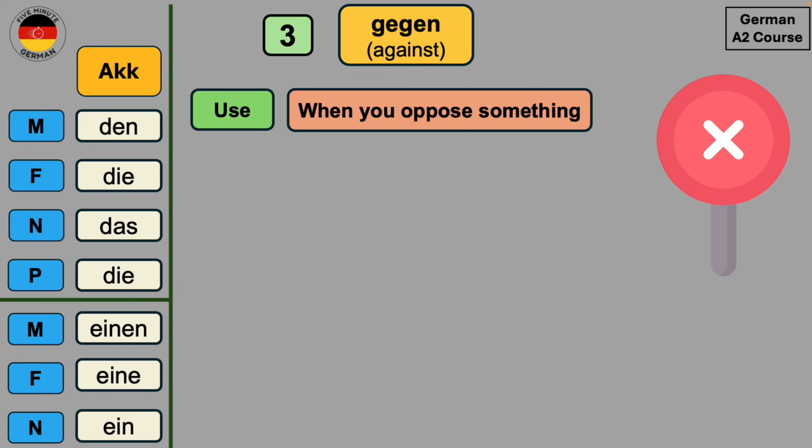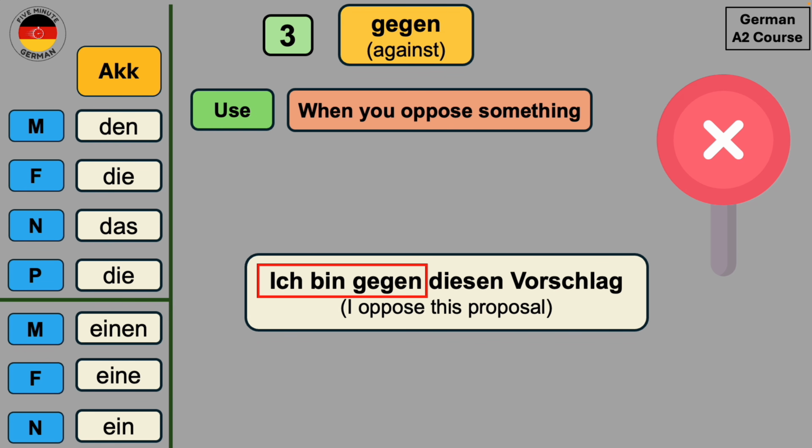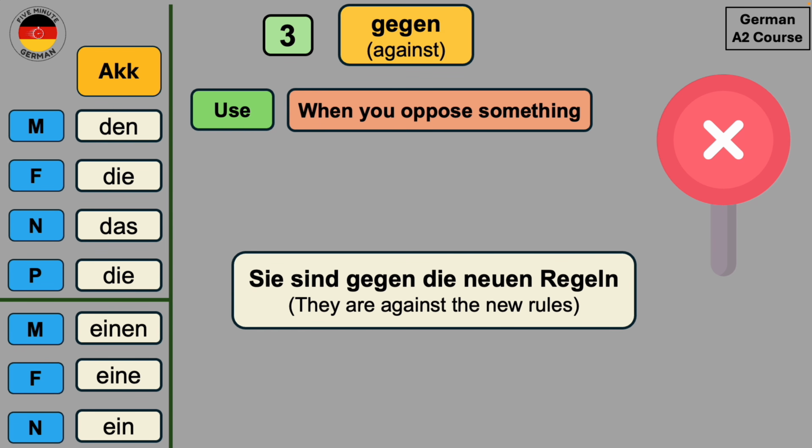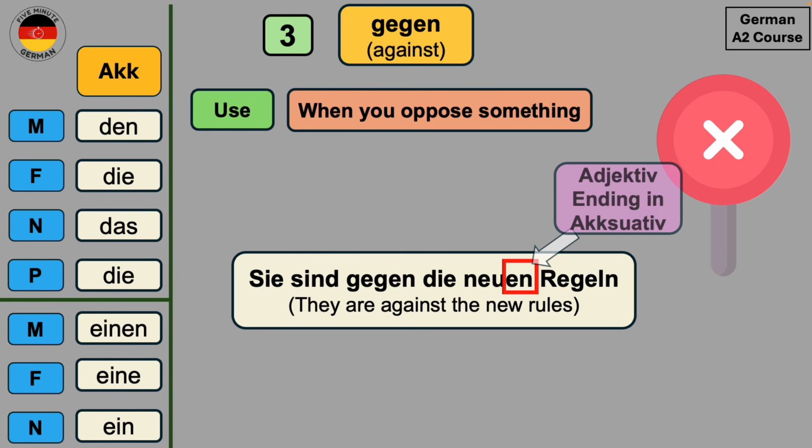So an opposite of the example that we saw right now would be Ich bin gegen diesen Vorschlag. I oppose this proposal. So Ich bin für means I support and Ich bin gegen means I oppose. Another example can be Sie sind gegen die neuen Regeln. They are against the new rules. So again you see we have used gegen over here to show our opposition to the new rules. And we have used the ending en over here because this is the adjective ending in accusative for plural.